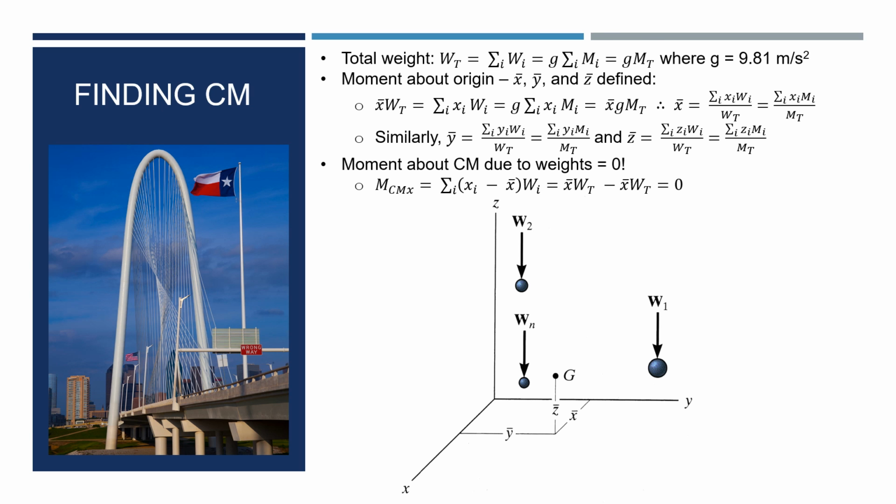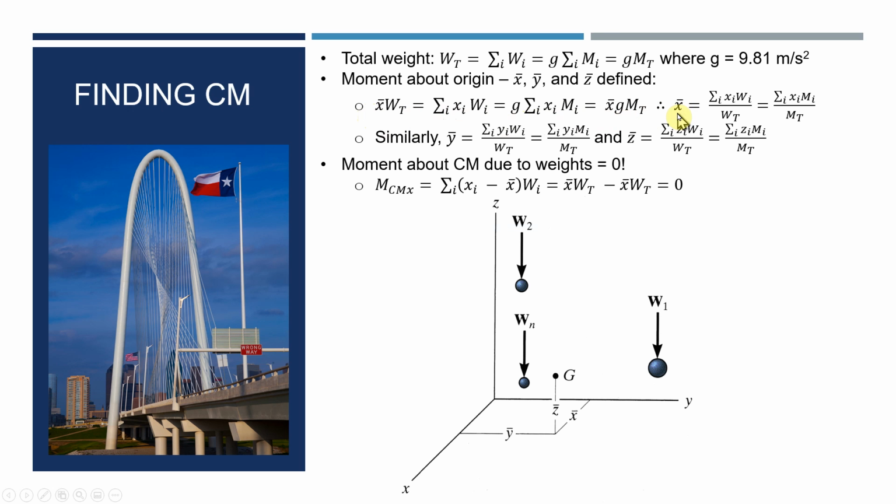So the moment about the origin, this is a definition of the center of mass, x bar. X bar times the total weight has to equal the sum of all the moments about an origin. Any point, actually, doesn't matter. X bar will be referenced from that point. Well, here it's expressed in terms of the weights. And this connects weight to mass right here.